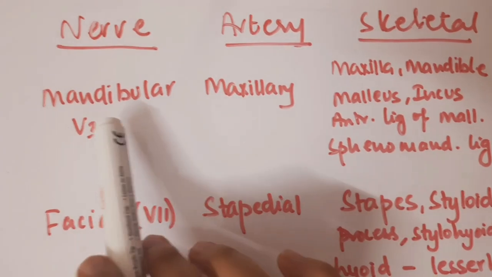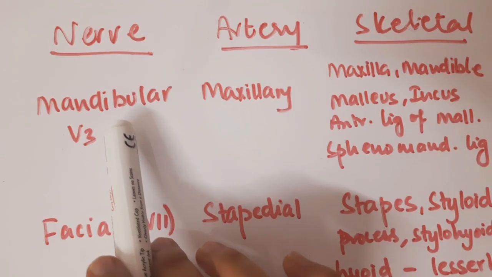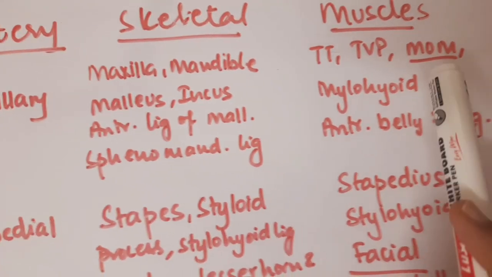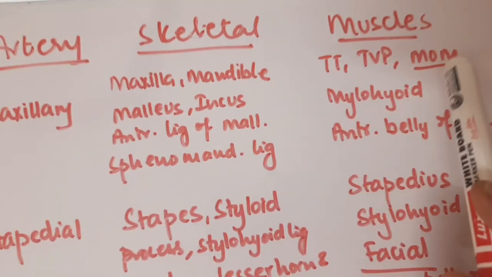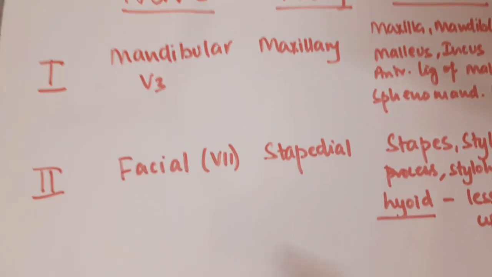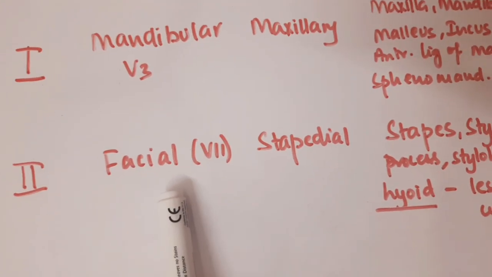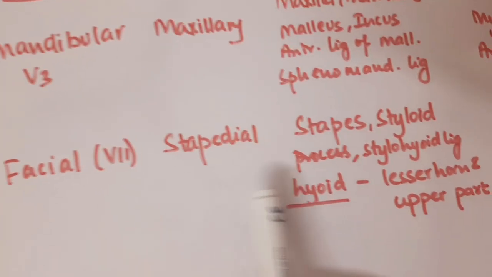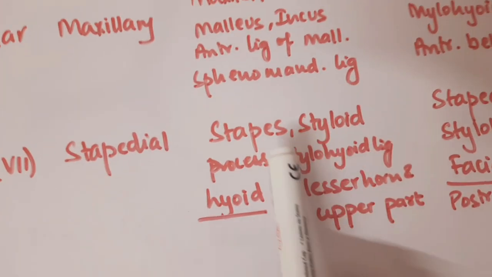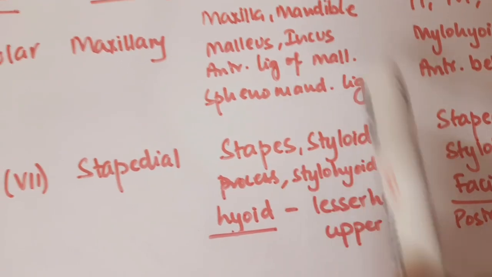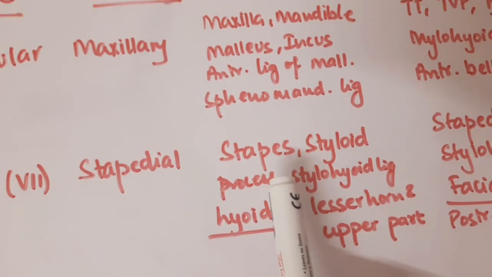Keep in mind that whatever nerve is involved with a particular arch will be responsible for supplying all the muscles that come from that arch. So in the first arch, all of these muscles are supplied by branches from the mandibular nerve. Now for the second arch, we have the facial nerve, which is the main nerve. The artery is the stapedial artery. The skeletal elements involve the stapes. Now remember, malleus and incus come from the first arch and stapes is from the second arch.